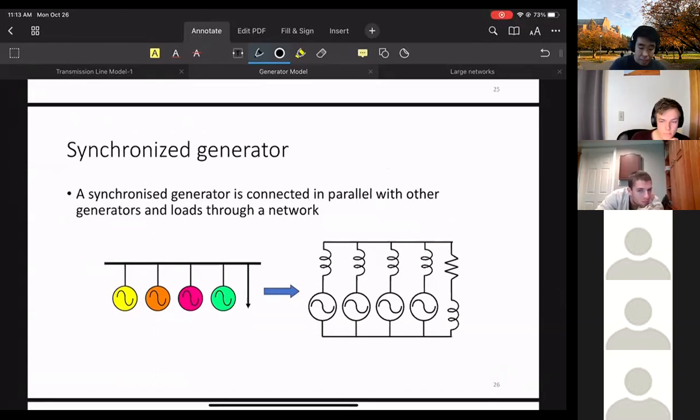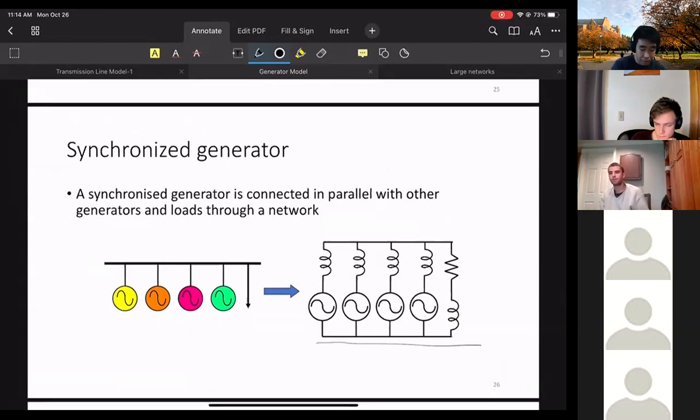The internal EMF is pretty easy to operate, to set up such that the voltages are roughly equal to each other. And whenever you look at generators, most times they're connected in this form. They're connected in parallel, not in series.